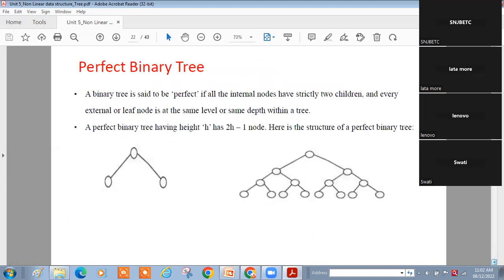Perfect binary tree. A binary tree is said to be perfect if all the internal nodes have strictly 2 children. Here 0 is not allowed, but 0 is allowed only in the last nodes. A binary tree is said to be perfect if all the internal nodes have strictly 2 children and every external or leaf node is at the same level or at the same depth within the tree. For the perfect binary tree of height h, the number of nodes is 2^h minus 1. So this is the representation of a perfect binary tree. Got my point?